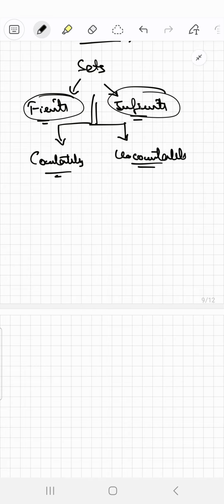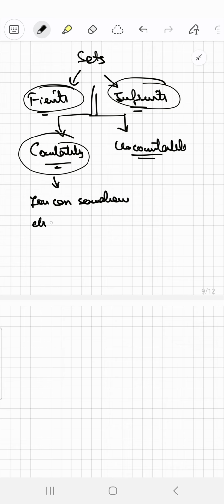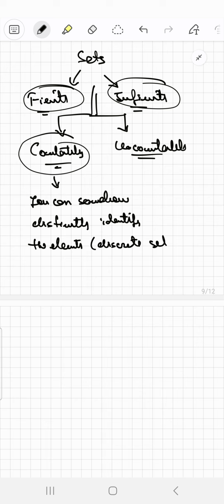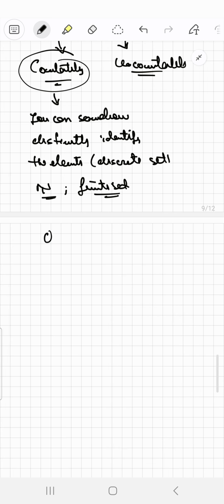The best way to have a visual notion of what countable and uncountable sets mean is that in the case of countable sets, you can somehow distinctly identify the elements. So in some sense you can think of this as what we call a discrete set. For example, the natural numbers are countable, any finite set is countable, in fact the rationals are countable as well, and the integers are also countable.